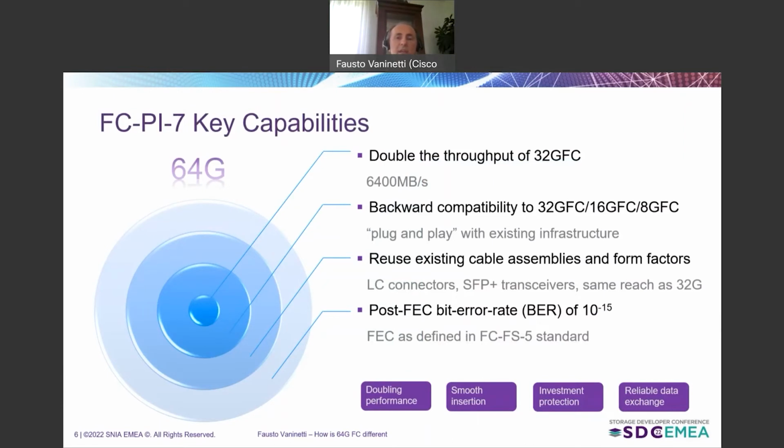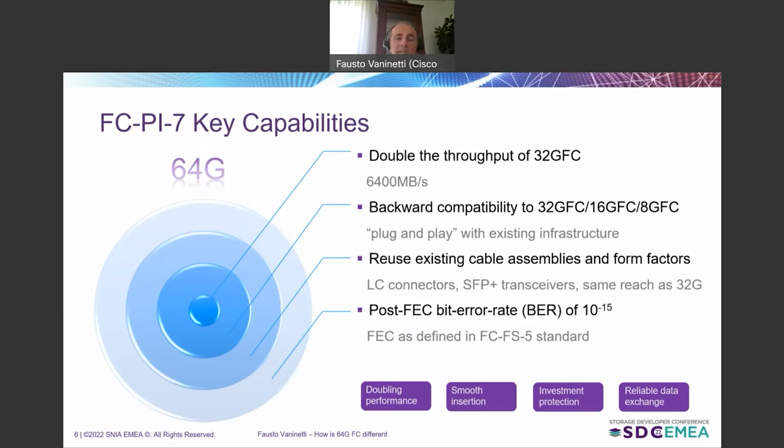64 gig Fibre Channel devices can be smoothly inserted into an existing install base because there is backward compatibility with older generations of the protocol, namely 32 gig, 16 gig, and even 8 gig Fibre Channel. It's a plug and play approach with the existing infrastructure. 64 gig Fibre Channel also delivers investment protection because you can reuse the cabling of your data center. Transceivers are still SFP+, connectors are still LC connectors, and distances are the same as 32 gig.